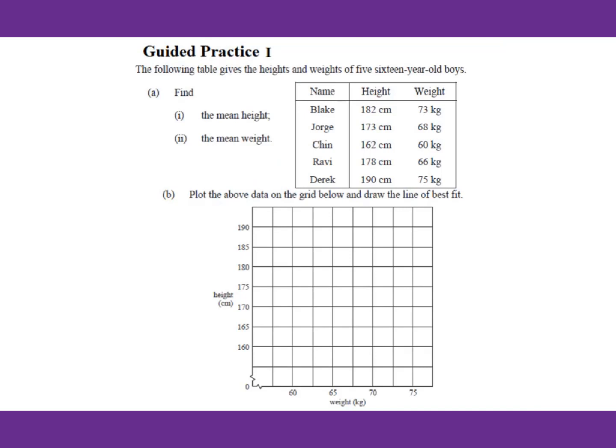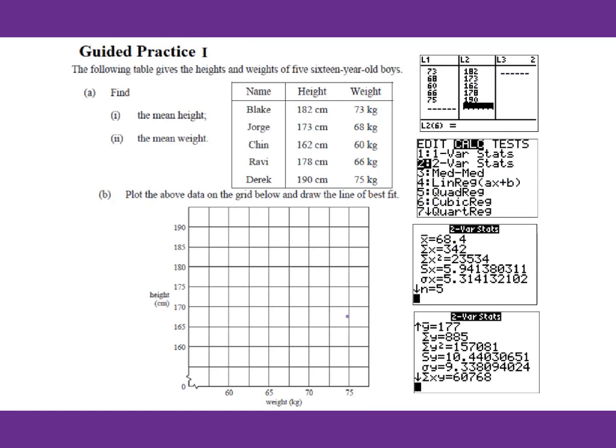The following table gives the height and weight of a 16-year-old boy. A. Find the mean height and the mean weight. Before you rush into that, go to stat, edit L1, L2, check this graph. They put the weight as x-axis and height as y. Therefore, for L1, you have to put the weight. L2, you have to put the height. Don't mess this up.